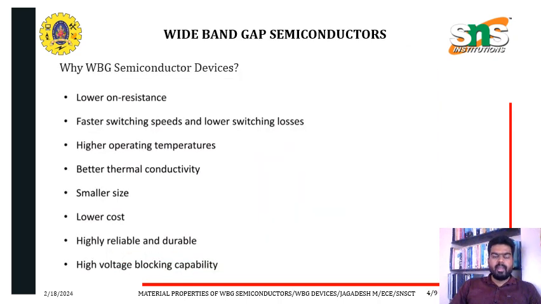And why wide bandgap semiconductor devices? Why are they required, because we already have conventional semiconductors like silicon and germanium? They have lower on resistance, faster switching speed, lower switching losses, higher operating temperatures, better thermal conductivity, smaller size, lower cost, high reliability and durability, and high voltage blocking capability. So these are the reasons why we go for wide band gap semiconductor devices.